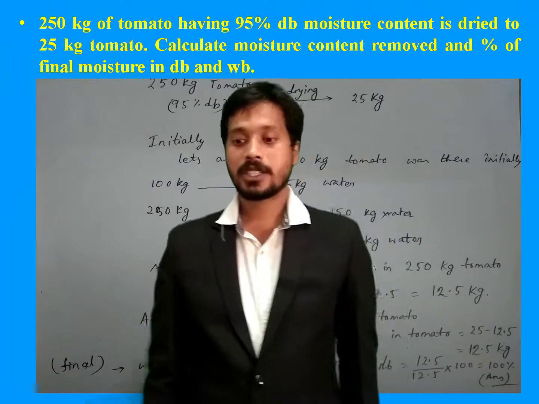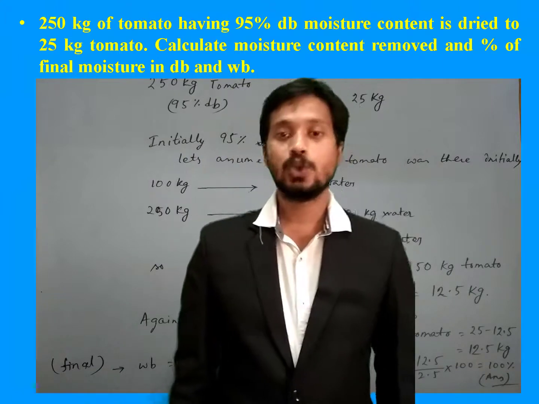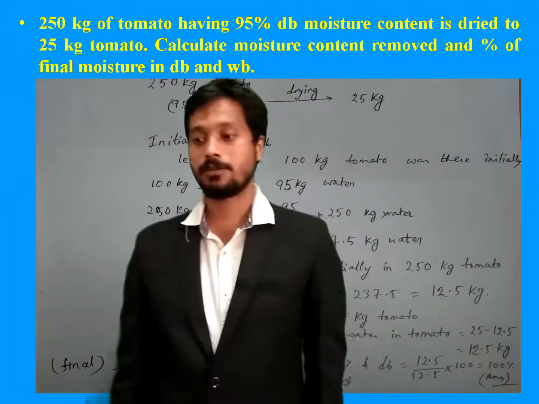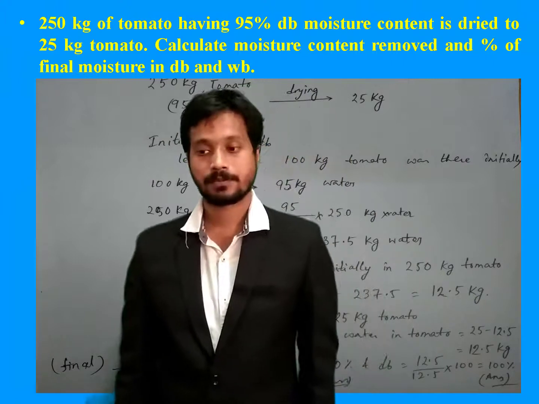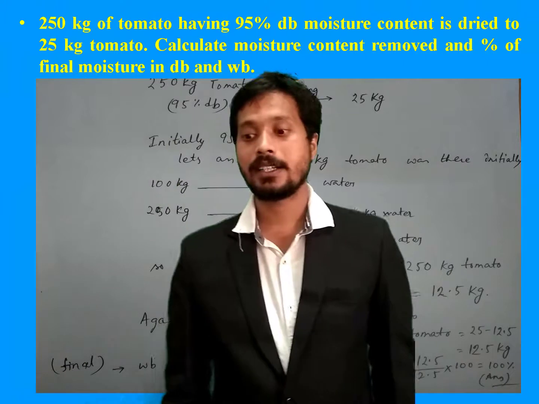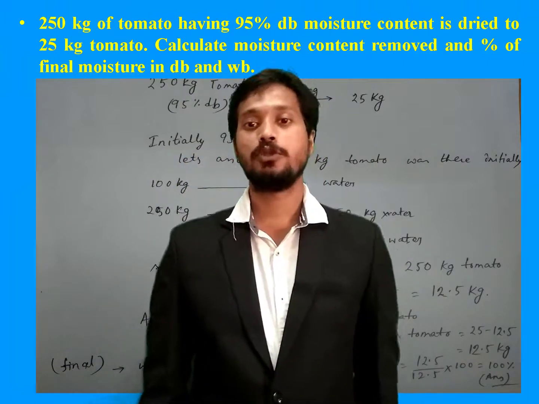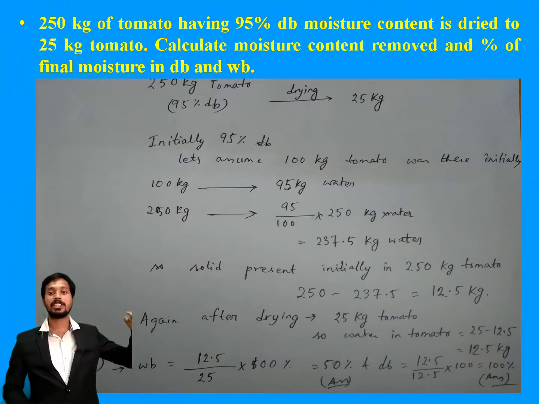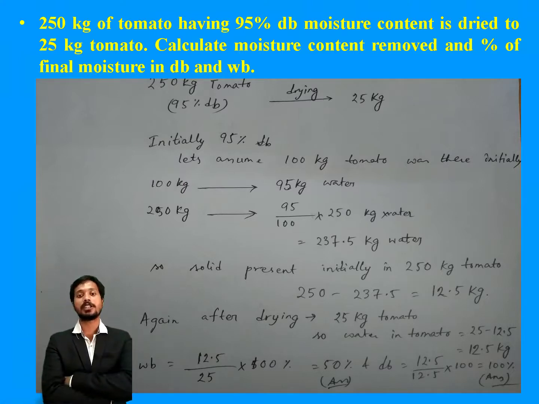Now the last question is also one good conceptual question. You see, 250 kg of tomato having 95% dry basis moisture is dried to 25 kg of tomato. Calculate the moisture content removed and final moisture content in DB and in WB. So what was the initial mass of tomato? 250 kg. So in 250 kg of tomato, 95% DB is the percent of moisture.